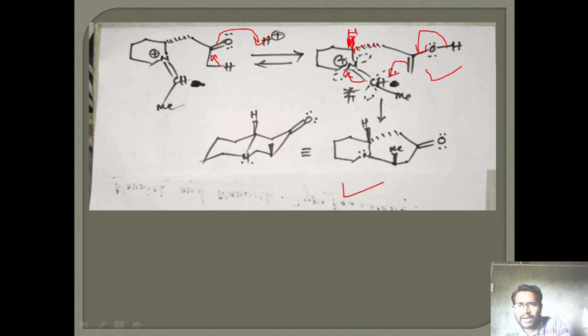So it will attack over here like this, and there is a breaking of this old bond like this, and there is a formation of cycle, and this methyl will come above the plane. So this becomes wedge because this is a dash system. This is the product that we got. This is the final product of this particular reaction.